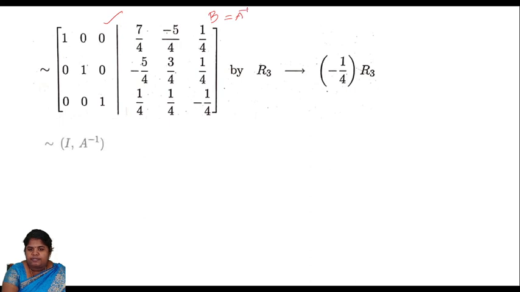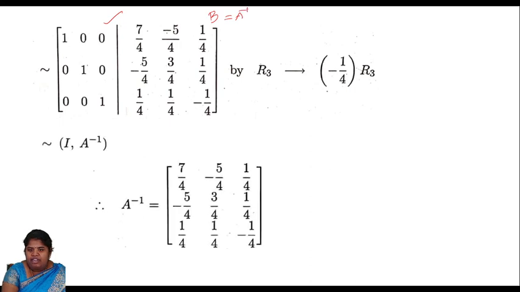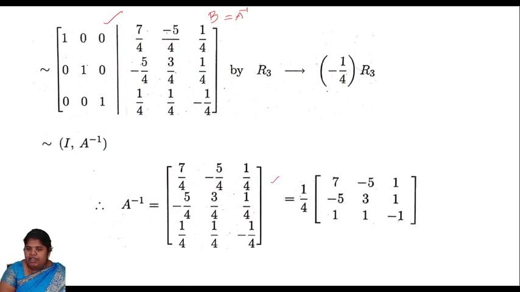Therefore, our A inverse is 7 by 4, minus 5 by 4, 1 by 4, minus 5 by 4, 3 by 4, 1 by 4, 1 by 4, 1 by 4, minus 1 by 4. So this is our inverse matrix. Or we can take 1 by 4 outside, 7, minus 5, 1, minus 5, 3, 1, 1, 1, minus 1. So this is the inverse matrix. So using Gauss-Jordan method, we can find the inverse of the given matrix.